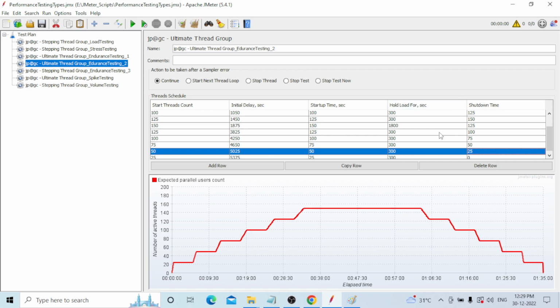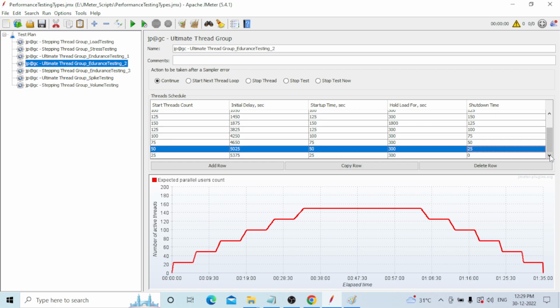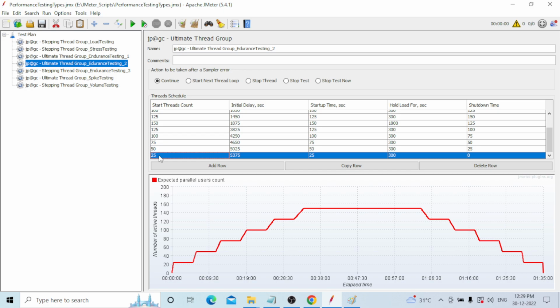This one 300, right? 50 minus 25, 25, right? You can give the same 25. Here 5025 plus 50 plus 300, 5375, done. After the same value, the period is 300, and initial downtime means it's totally closed, right? You can give the 0 value.